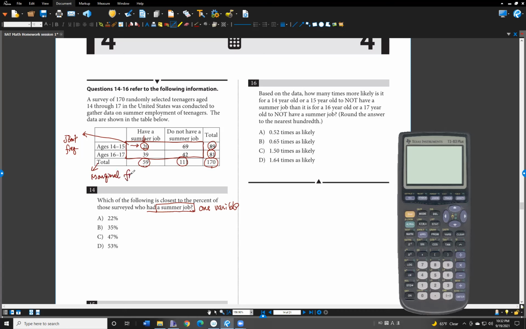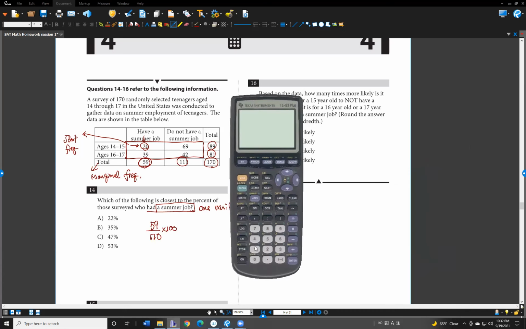Marginal frequency is already one variable. This is one variable, summer job. Summer job is 59. Then out of what? 170. Okay. When you multiply by 100, it gives us percent. Use the calculator. 59 times 100 first. Okay. You can divide later by 170. This is what? 34.7. 35% is the answer.